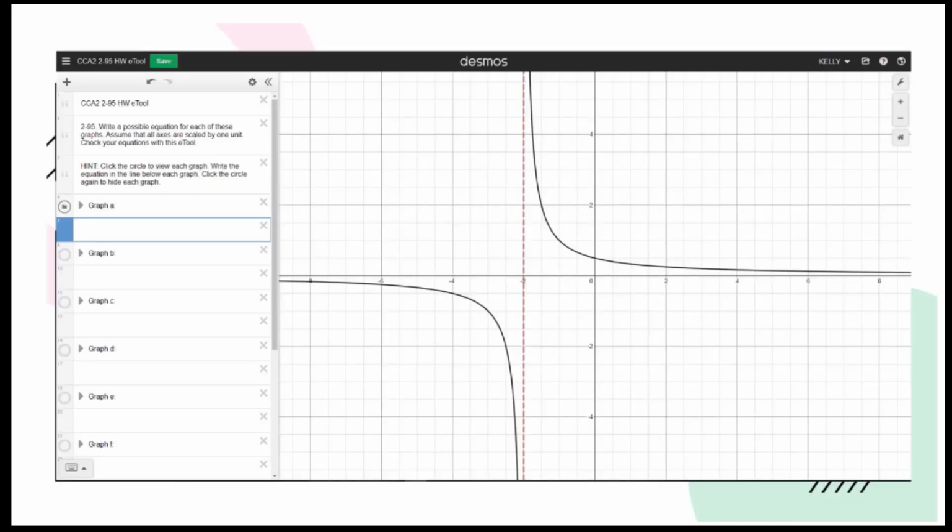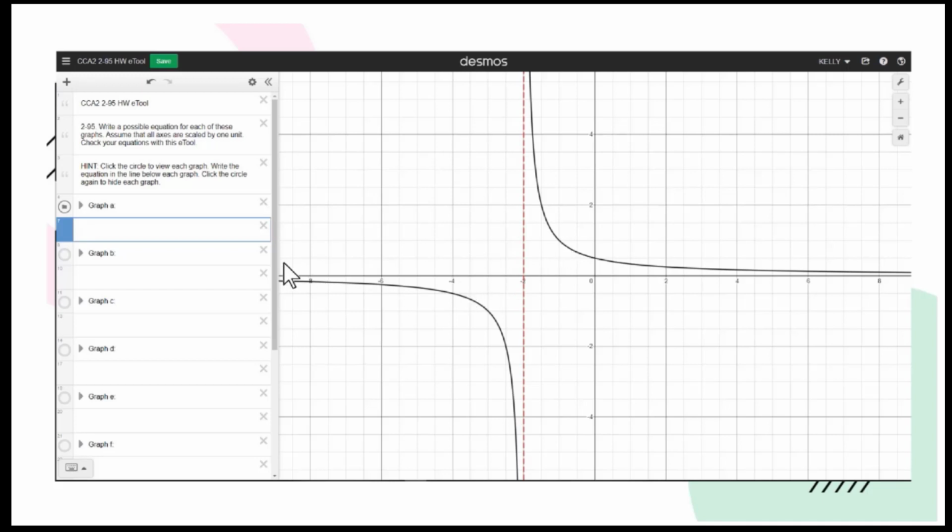Okay, so on 2-95, they have like 8 graphs, and they want you to come up with a function, an actual function with the translations in it. Now, the one thing you need to know is that there are probably many different equations you could do, but we're going to go with the simplest for each one. So on graph A, this is what it looks like.